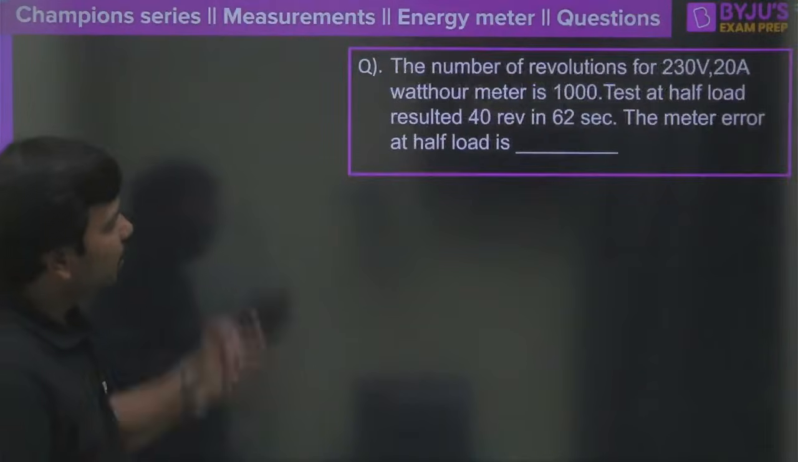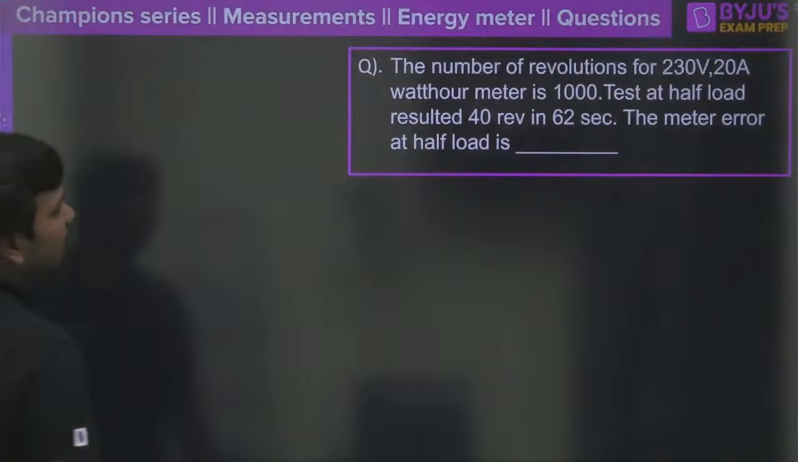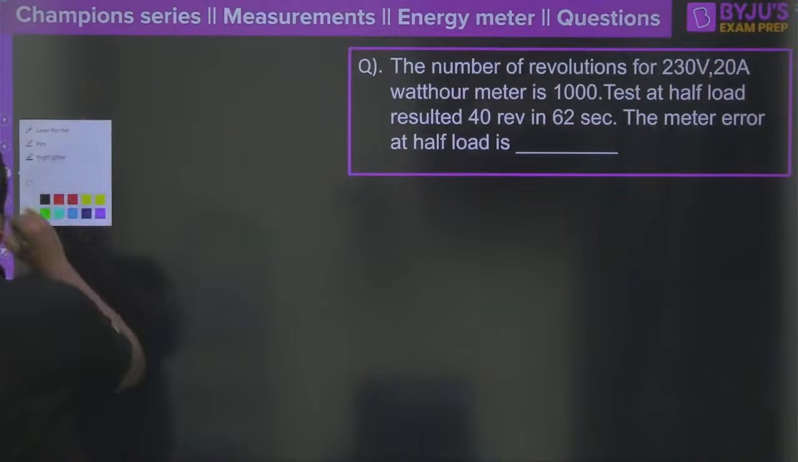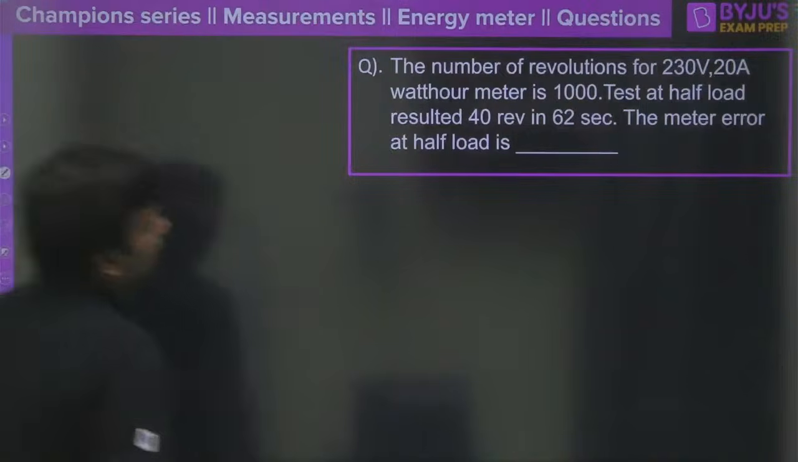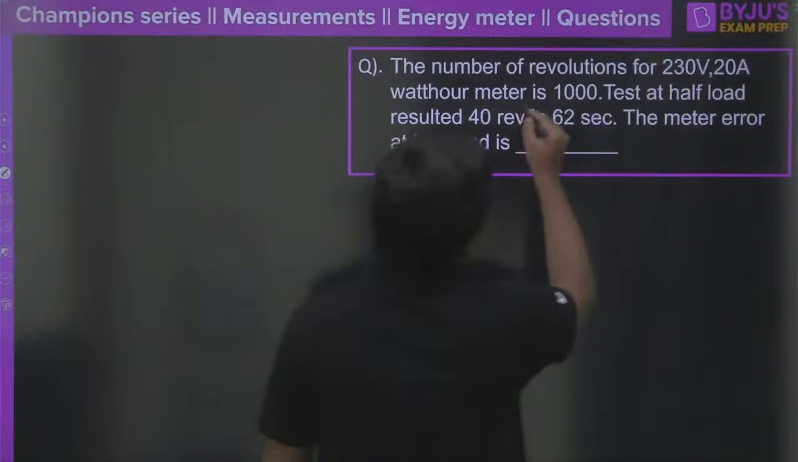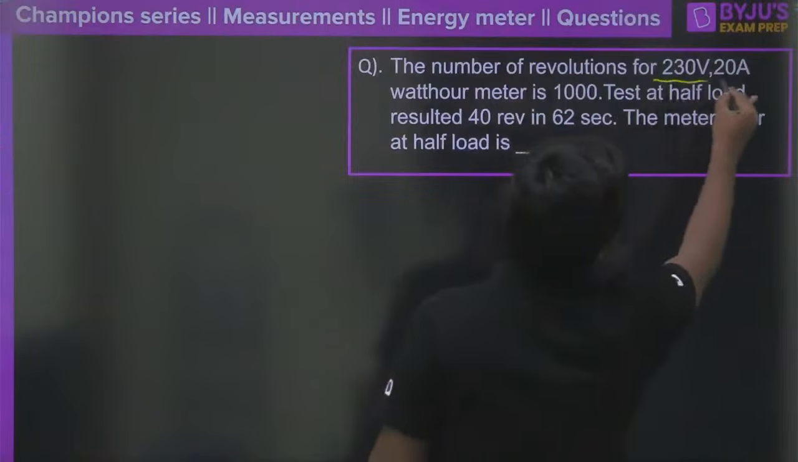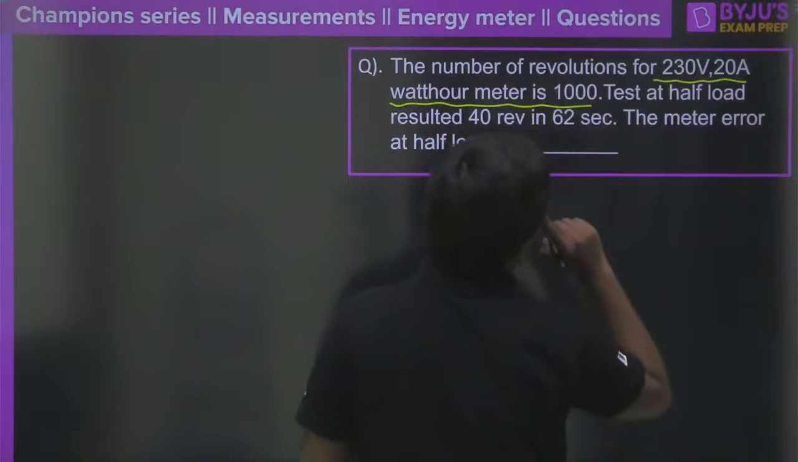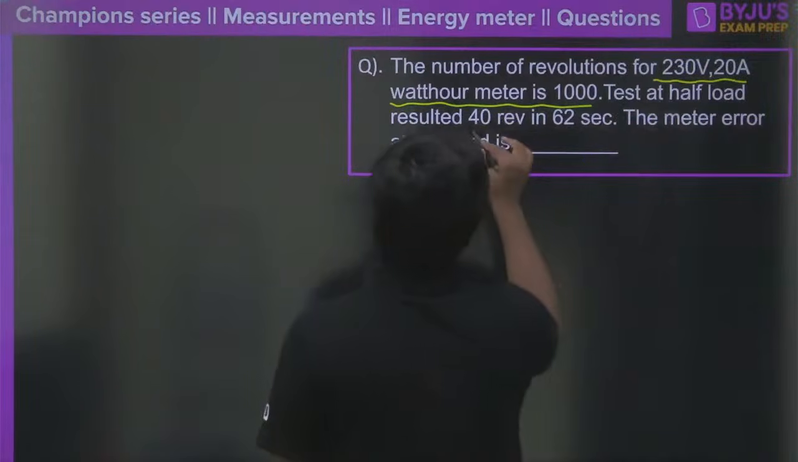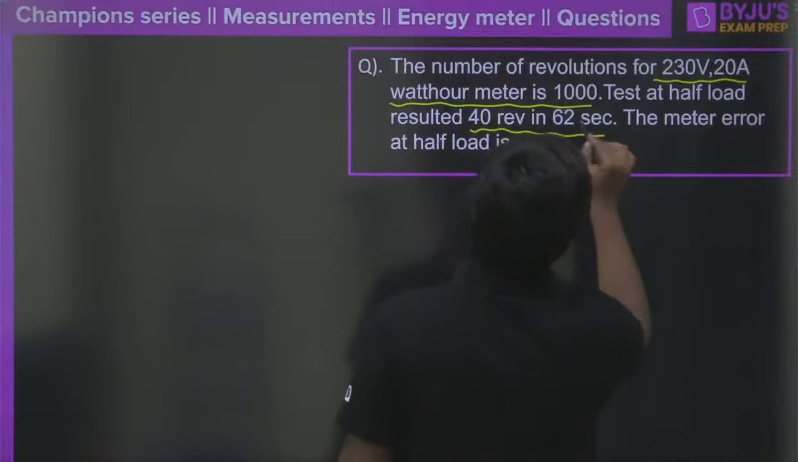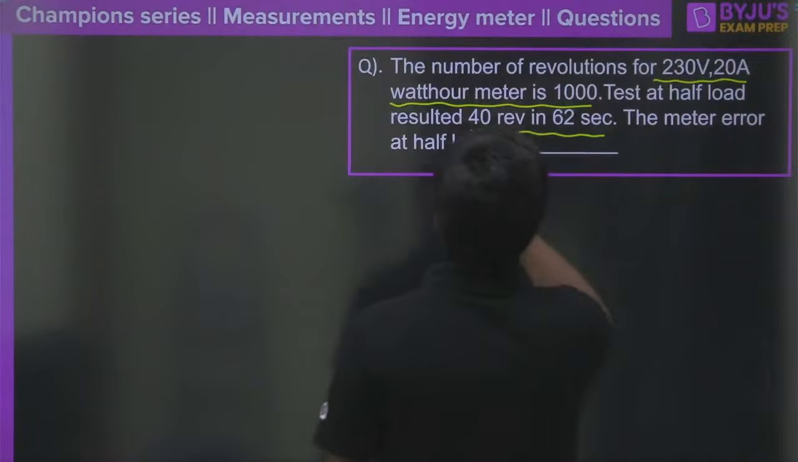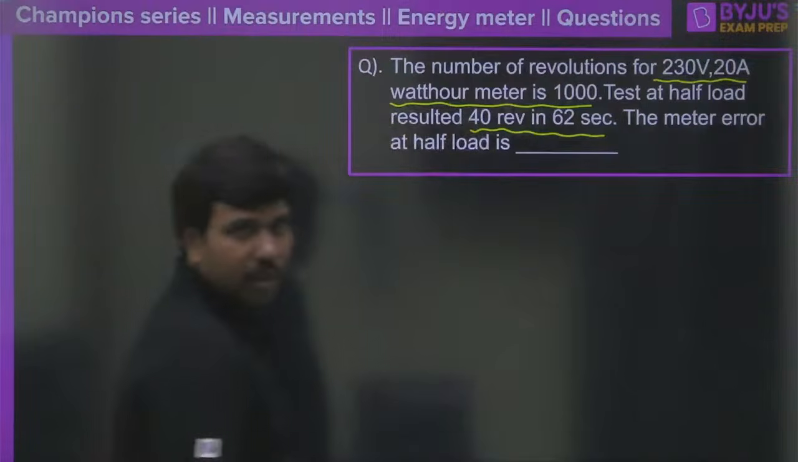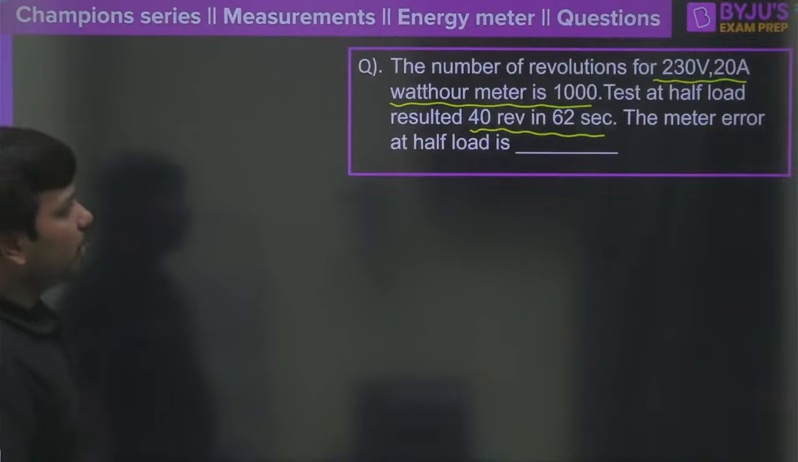Now moving ahead to the next question. This is a little bit good question, I guess. Let me see what is the standard of this question. The number of revolutions for a 230 volt 20 ampere watt-hour meter is 1000. A test at half load resulted in 40 revolutions in 62 seconds. The meter error at half load is dash.